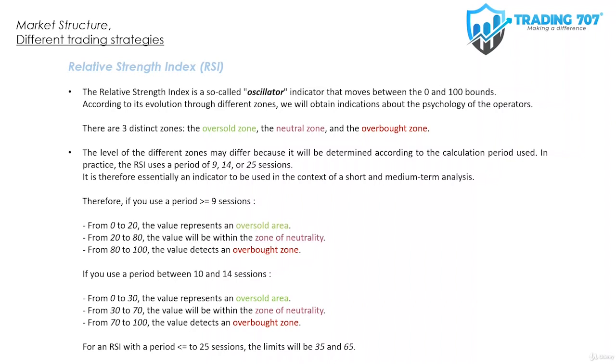Now, if you use a period between 10 and 14 sessions, from 0 to 30, the value represents an oversold area. From 30 to 70, the value will be within the zone of neutrality. And from 70 to 100, the value detects an overbought zone. It is important to know that the period of 14 sessions is recommended by Wilder.